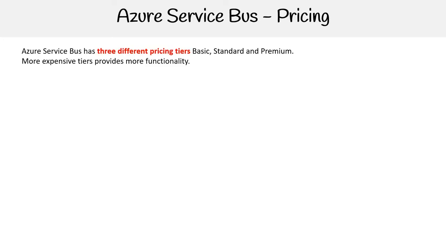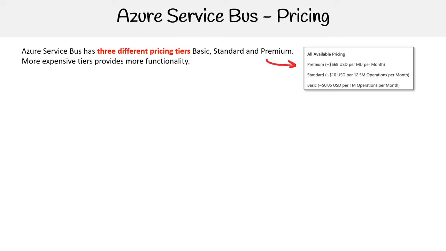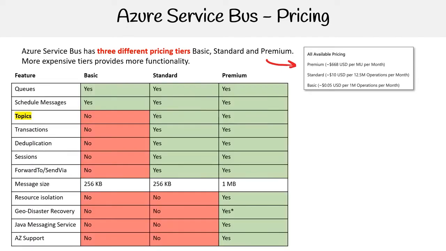Let us explore the pricing for Azure Service Bus. They have 3 different pricing tiers: basic, standard, and premium. The more expensive tiers provide more functionality, which I would hope would always be the case for most services. On the right-hand side, we have our available pricing, and you can see it's based on a metric, like MUs per month and things like that, or operations per month. And so here is the chart.